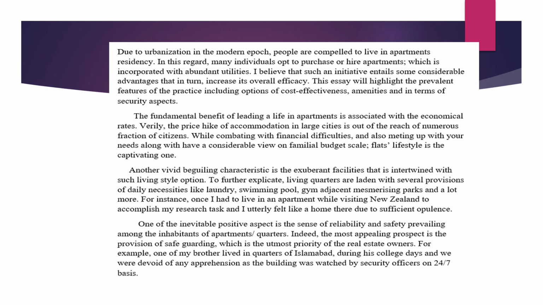So, for instance, this is the example which you are mentioning over here: once I had to live in an apartment while visiting New Zealand to accomplish my research task, and I utterly felt like at home there due to sufficient opulence. So, mentioning all these points, we will be covering the second advantage, and we are changing the vocabulary every time. As you have seen, instead of the word amenities, we are using the exuberant facilities in this paragraph.